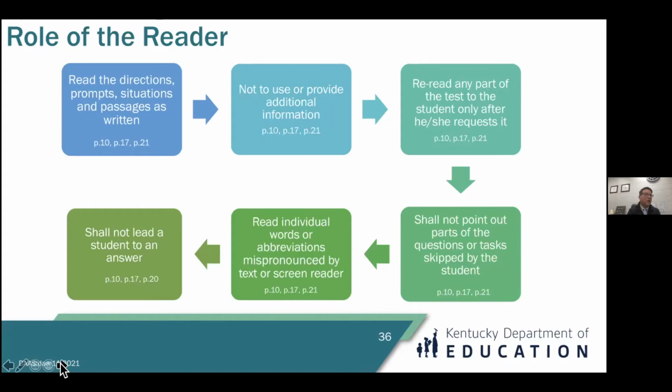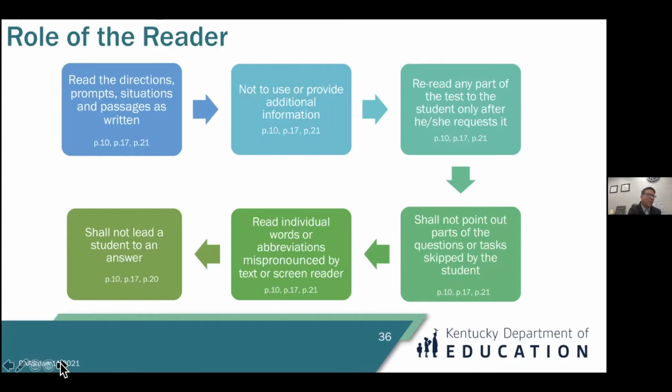A reader may reread any part of the test only after the student requests. If a student has taken the alternate assessment, they are currently scripted assessments, and test administrators may determine when a student is not focused, and they may reread to them without a verbal request. That's only on the alternate assessment, though.